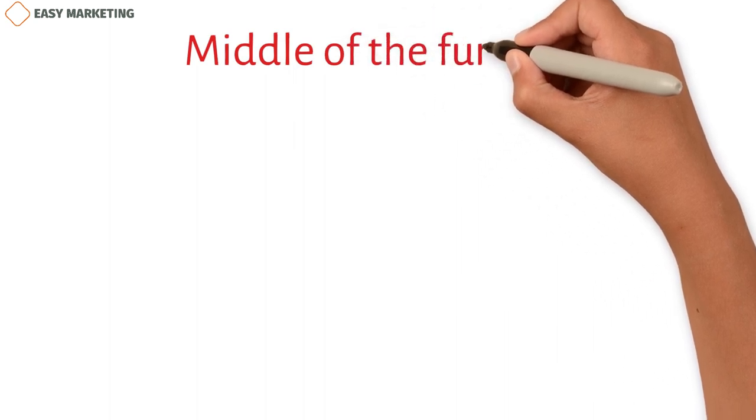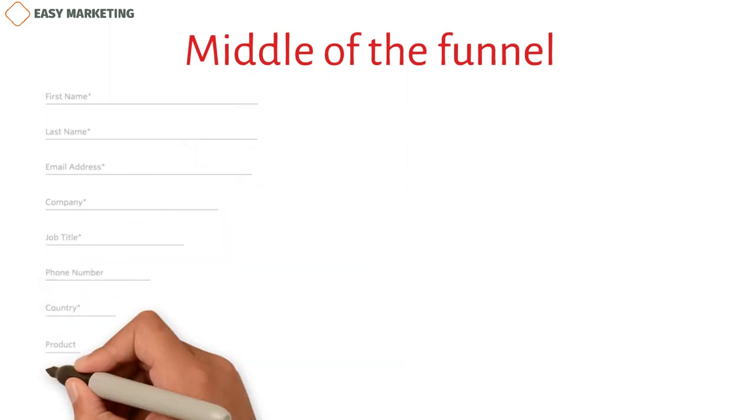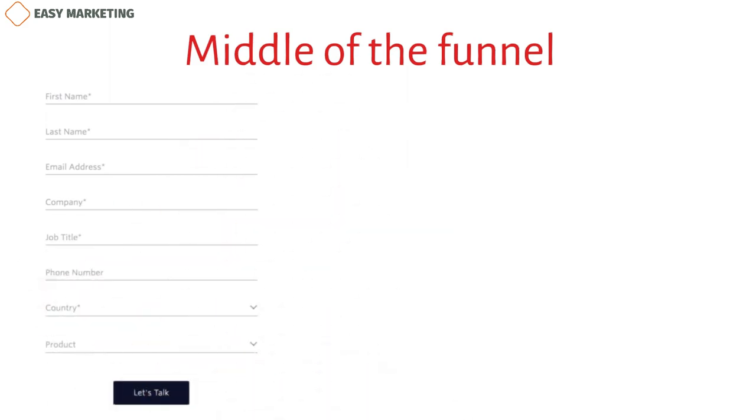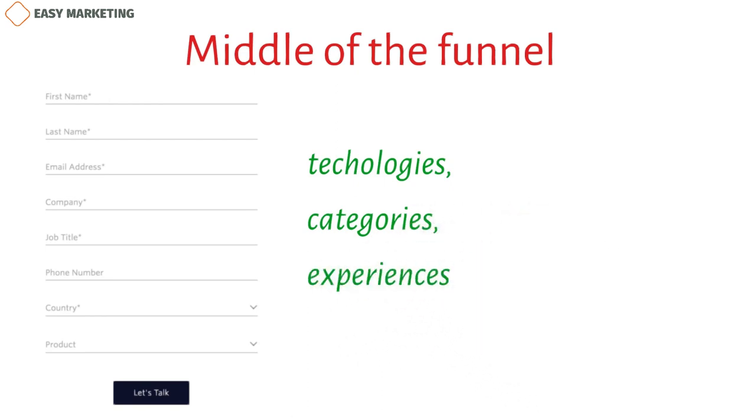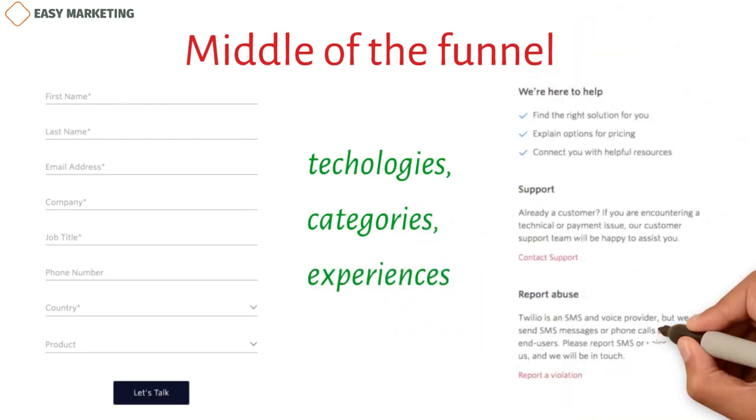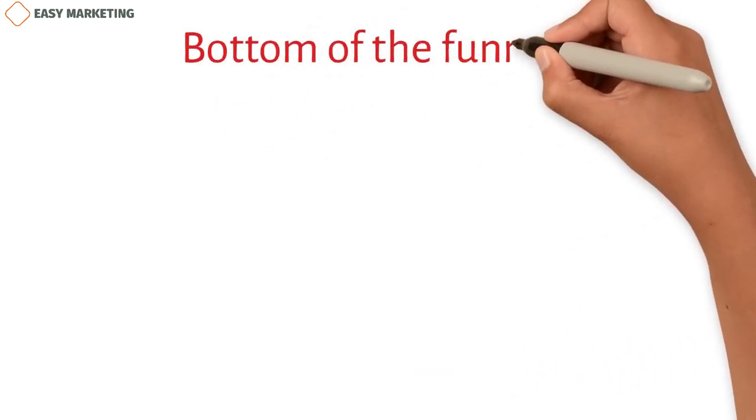Now that a website visitor has become a lead, the sales rep can use the information from the opt-in form, such as the company name, job title, and product that the lead is interested in, to start a good sales conversation and ask the right questions. Based on what the lead said about specific technologies, categories, and past experiences, the sales rep can add relevant, personalized content to the first conversations that speaks directly to the lead's problems. As they do this and see how their lead responds, they learn more about them and help them move down the funnel. Bottom of the funnel.